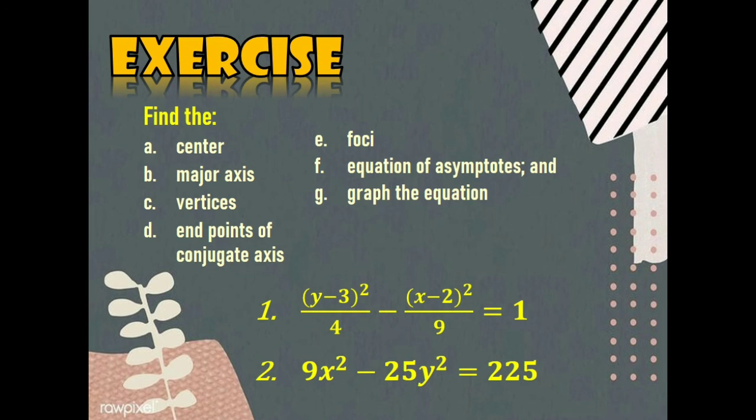Exercise. Find the center, major axis, vertices, and points of conjugate axis, foci, equation of asymptotes, and the graph of the equation. Number 1, the quantity y minus 3 raised to the power of 2 over 4 minus the quantity x minus 2 raised to the power of 2 over 9 equals 1. And number 2, 9x squared minus 25y squared equals 225.